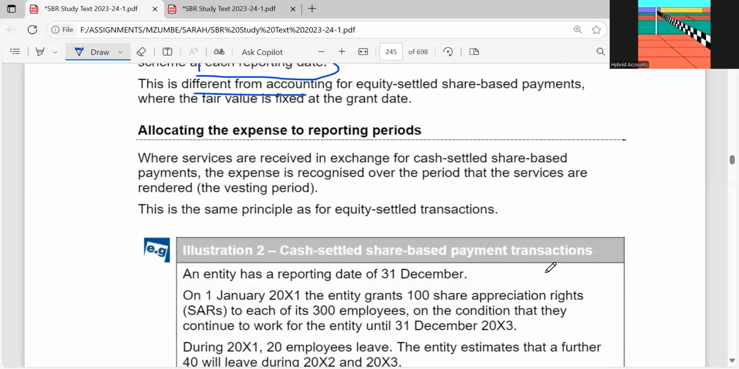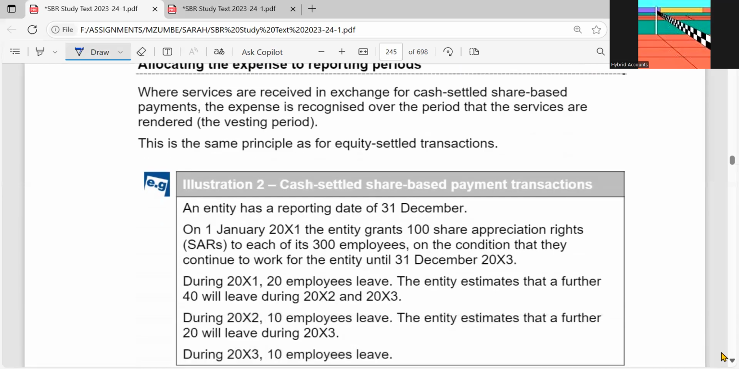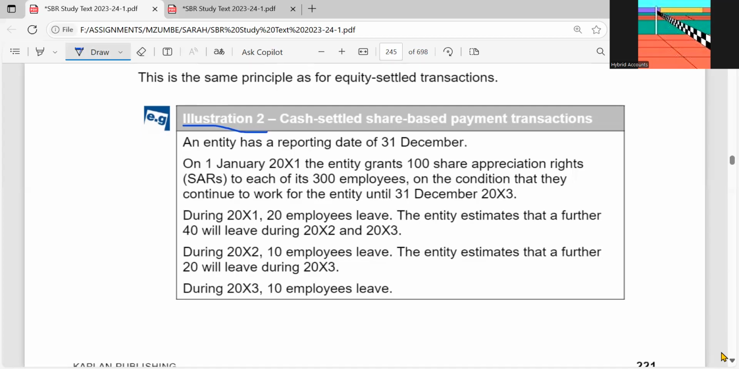Okay, so we can proceed here, and we are told about allocating the expense to reporting periods. We're going to see that. An expense is reported as a difference between liabilities. For equity settled, it was a difference between equities, but now it would be a difference between liabilities on succeeding periods. So let's look at this illustration and get a picture of it. It's the same, just like if you did equity settled, you should be able to deal with cash settled share-based payments with just minor tweaks.